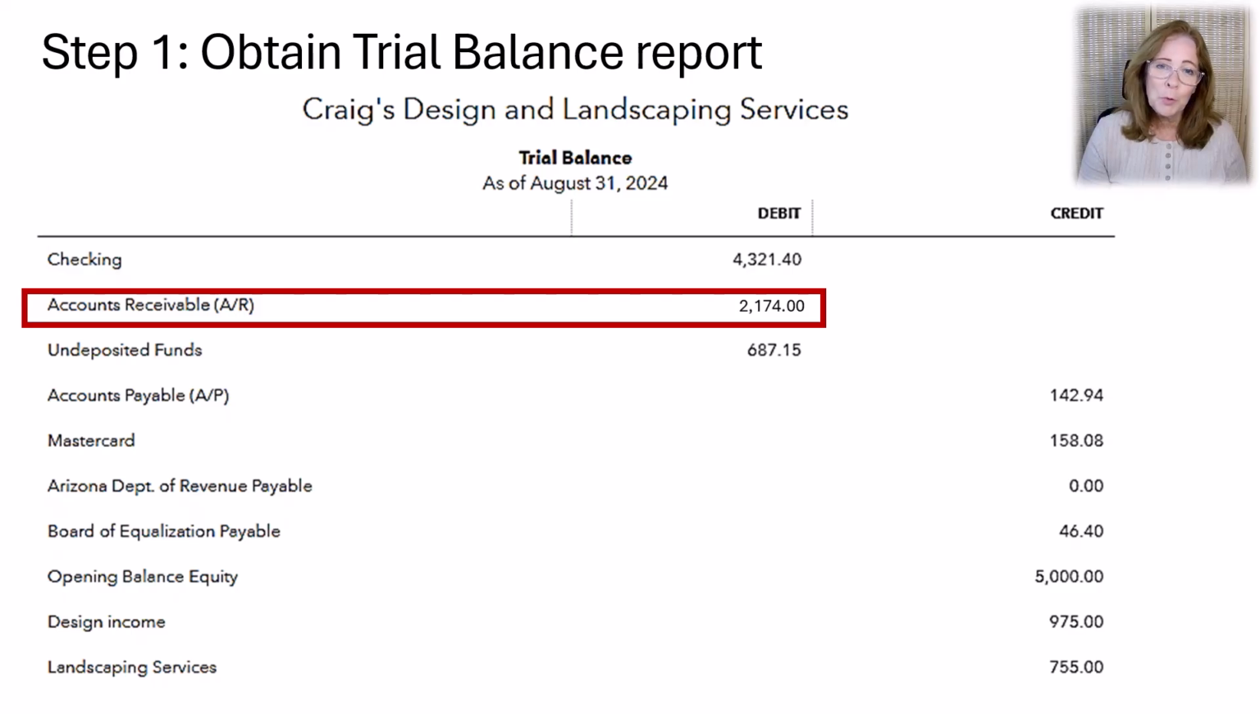So now we can feel pretty good about having the right general ledger report because that report has the same ending balance that we see here on the trial balance report. And we can now move on to getting the rest of our reports that are needed to prepare the account reconciliation for the accounts receivable AR account.